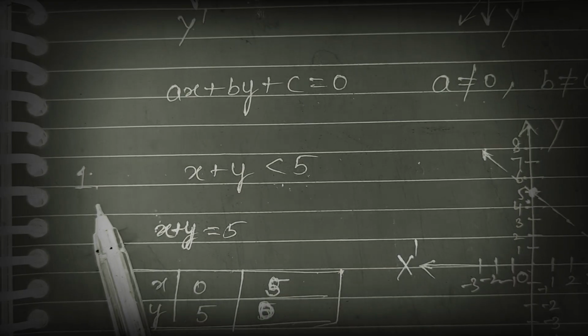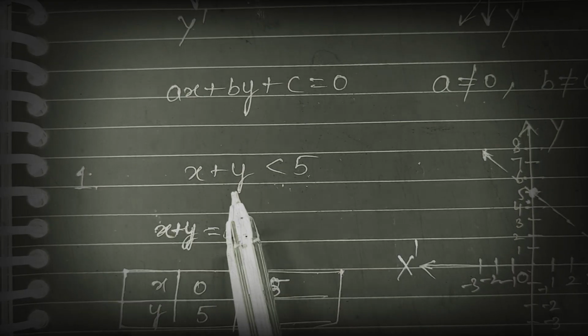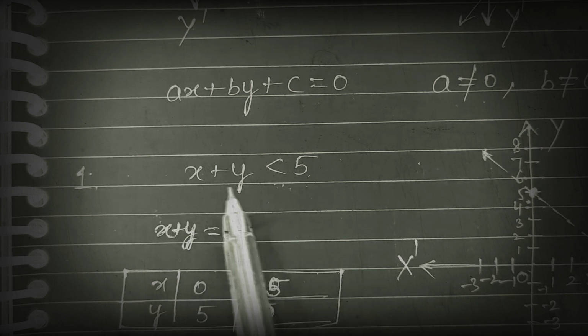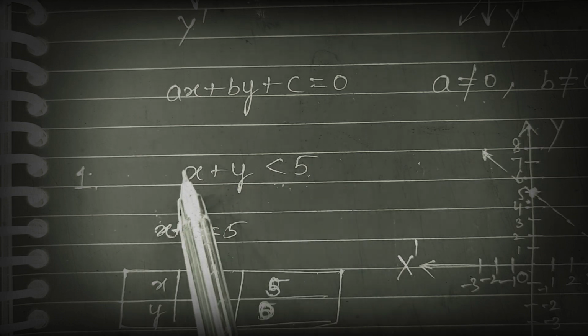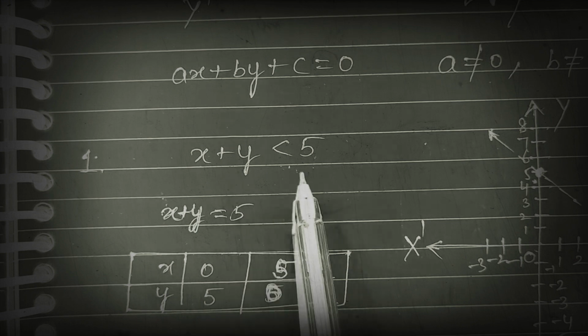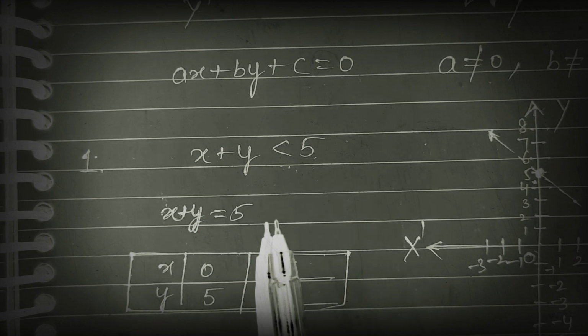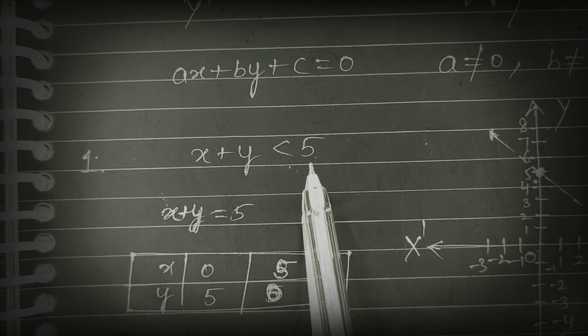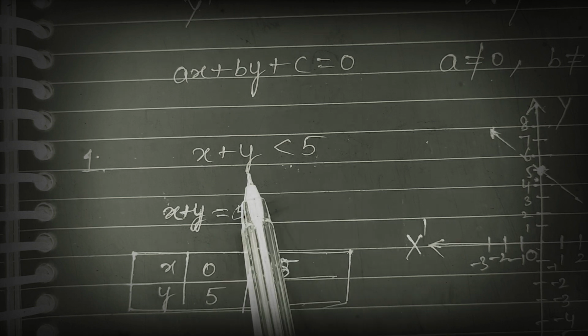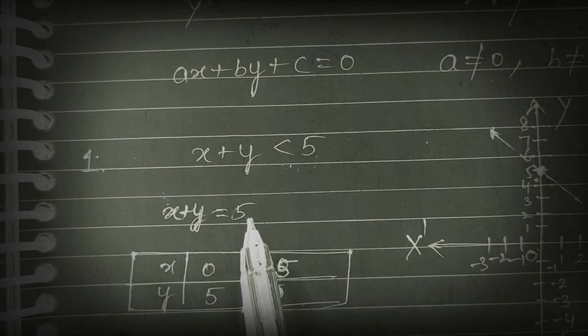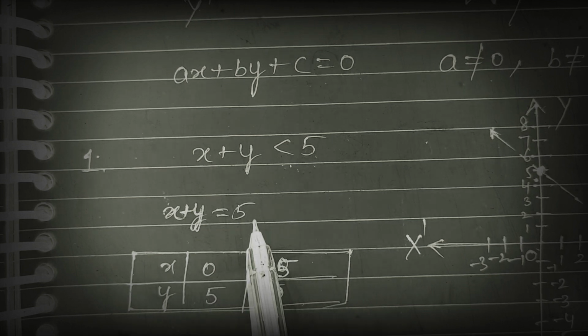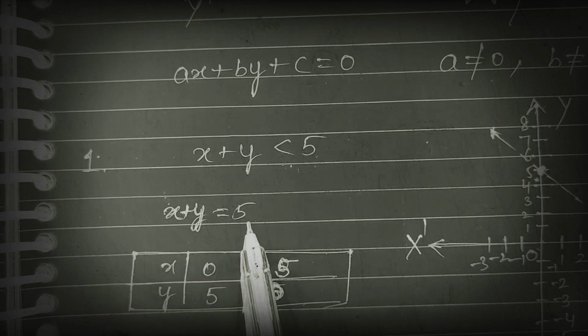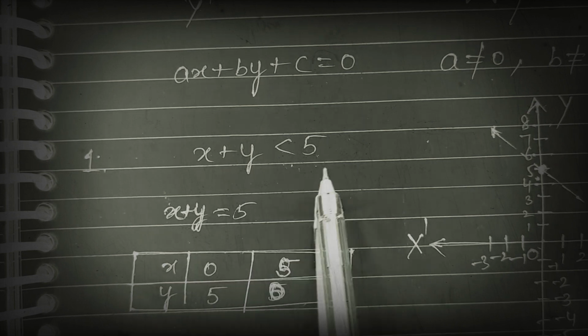Look at the first question of exercise 6.2. x plus y less than 5. We have to find the graphical solution of this, so we have to show it by graph. So x plus y is less than 5. Firstly, we will draw the graph of x plus y is equal to 5, because here the boundary is given as 5.